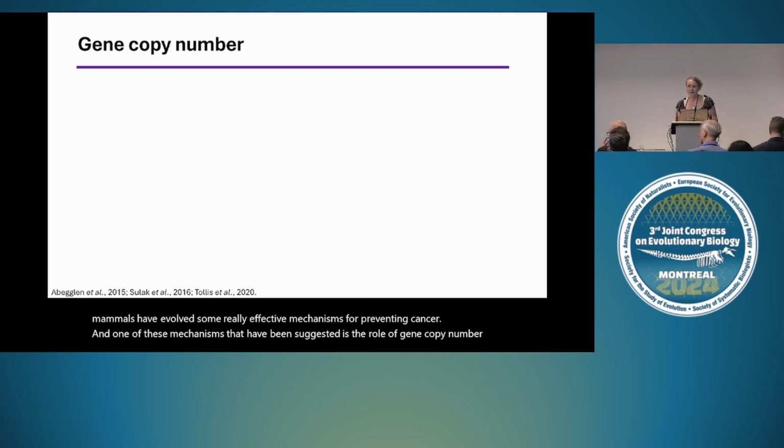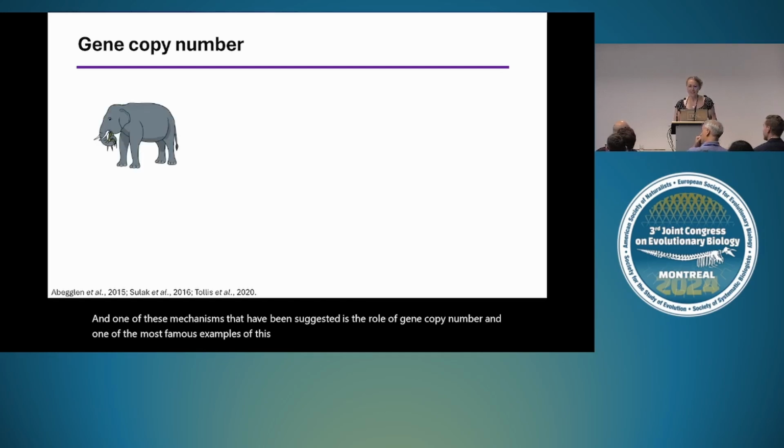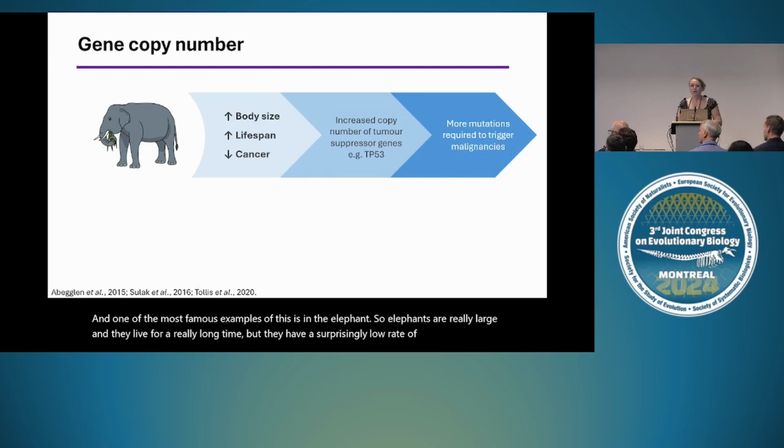One of the most famous examples of this is in the elephant. So elephants are really large and they live for a really long time, but they have a surprisingly low rate of cancer. And so researchers have found that in the elephant genome, they have an increased copy number of certain tumour suppressor genes, for example, TP53.